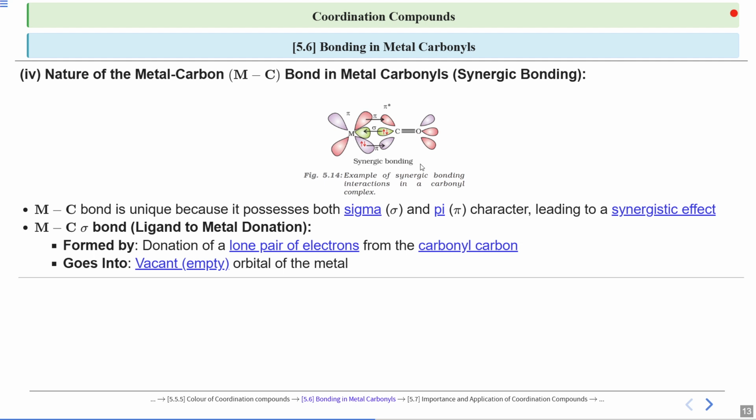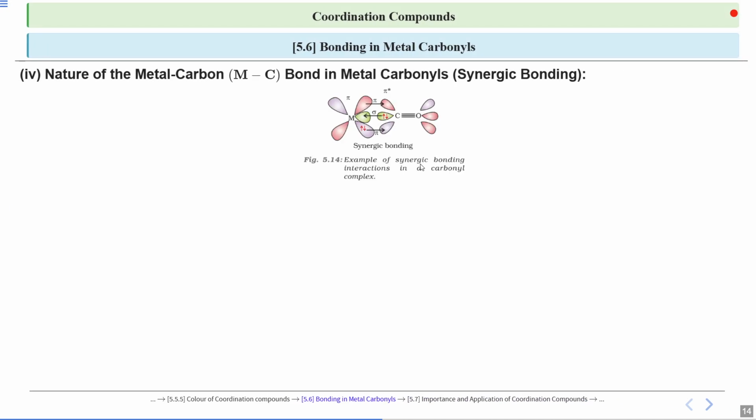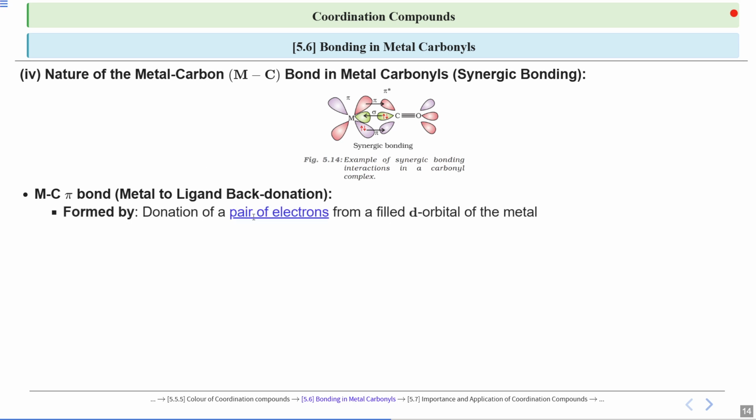Now, the other bond is the pi bond. The metal carbon pi bond is from metal to ligand back donation. This is back donation into the pi star orbital of the carbonyl. So the metal carbon pi bond forms when the metal gives electrons to the ligand by back donation. It is formed by the donation of a pair of electrons from a filled d orbital of the metal. So the filled d orbital of the metal is going to donate its pair of electrons to the ligand.